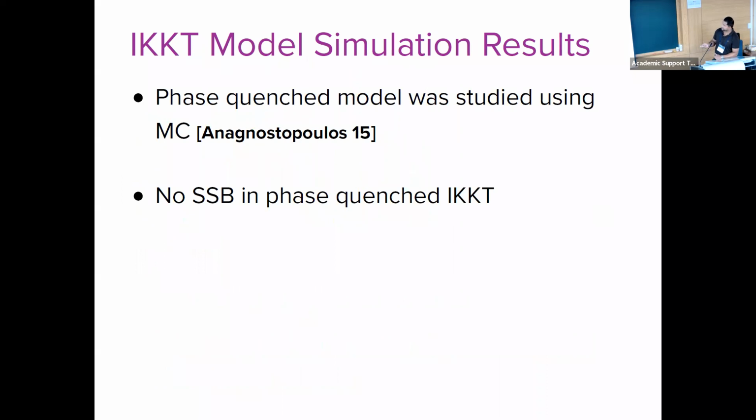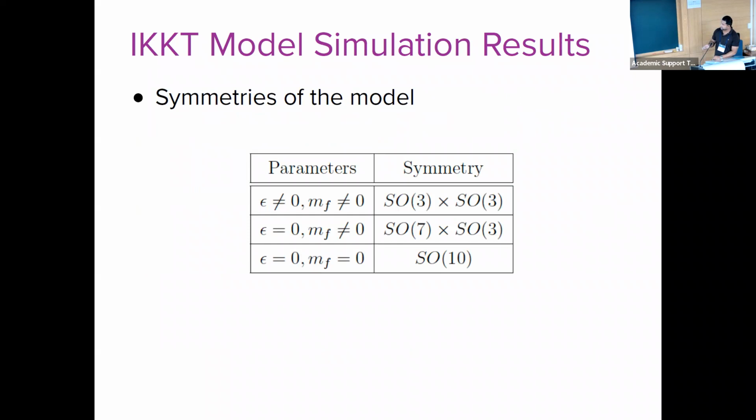In 2015, the authors of this paper looked at the phase quench model. They just removed the phase, studied it using Monte Carlo, and found no SSB in the phase quench model. Again, these are the symmetries of the model for various parameters. When epsilon equals 0 and mf equals 0, we have this SO(10) symmetry.